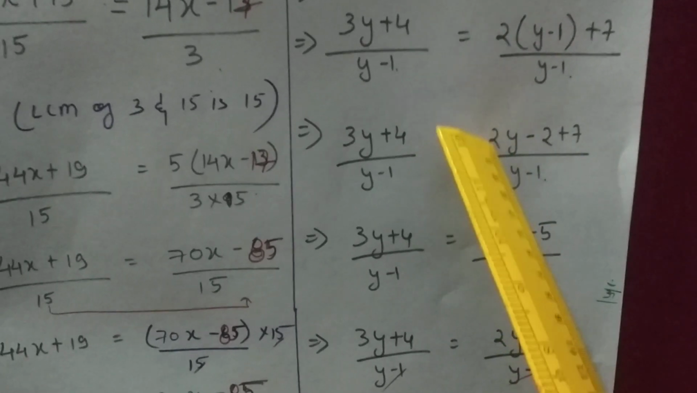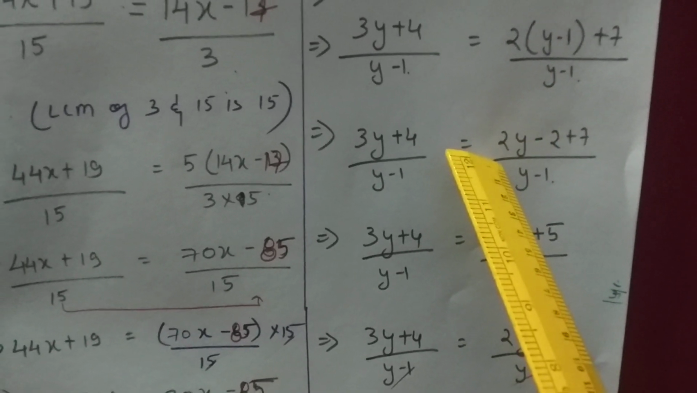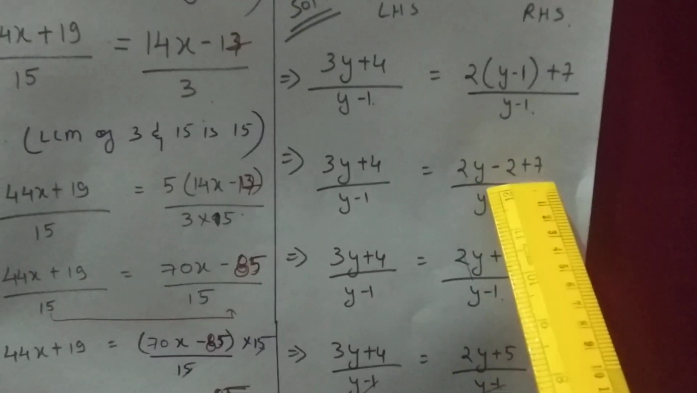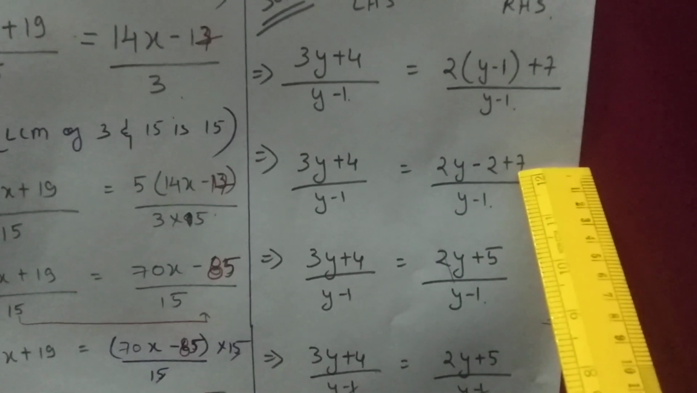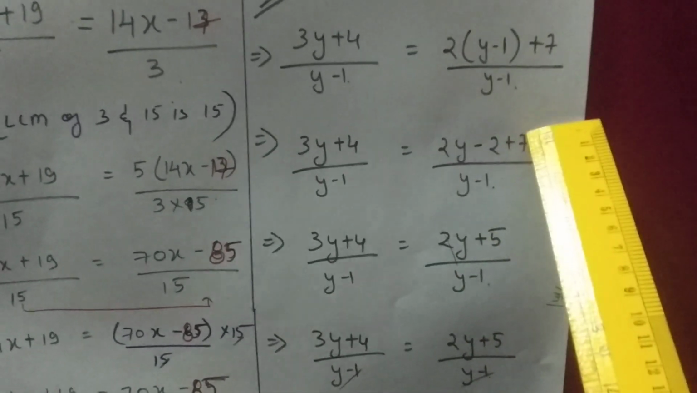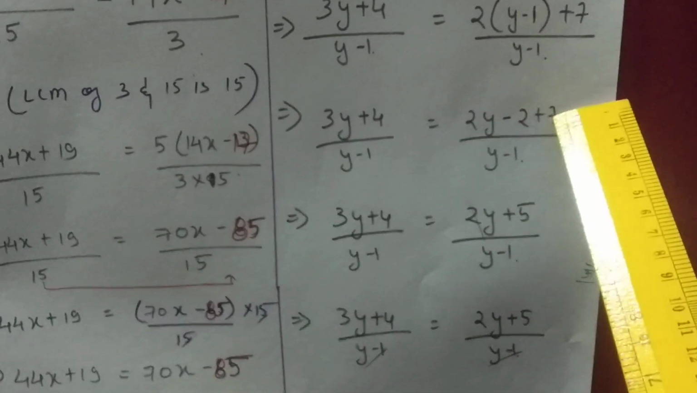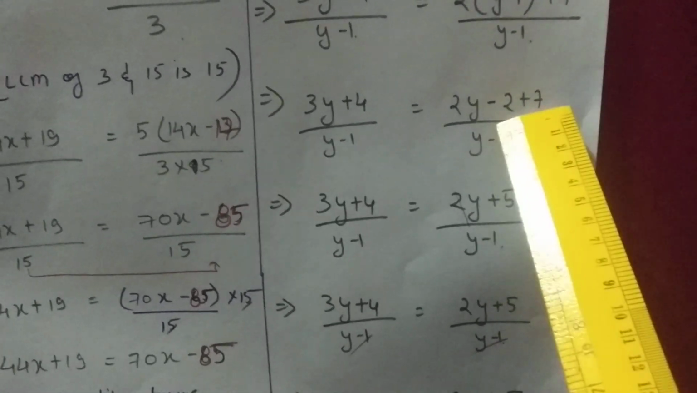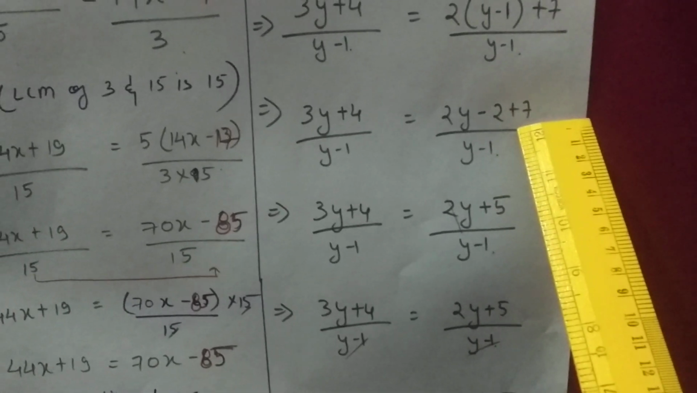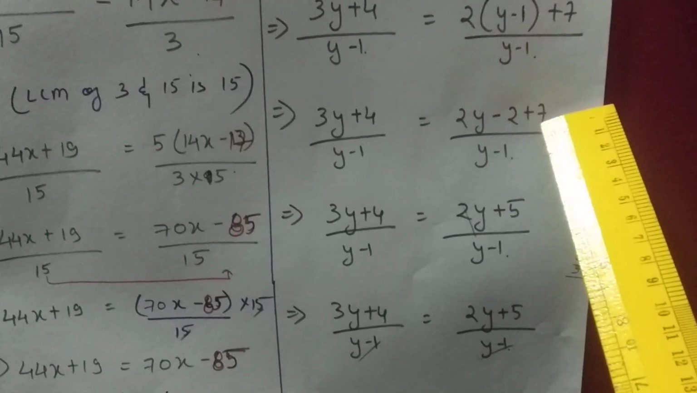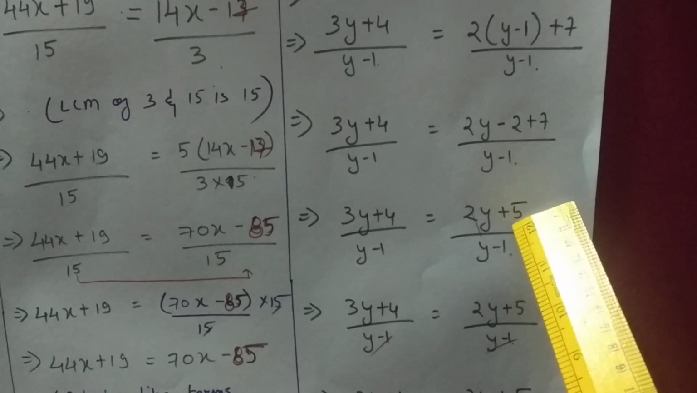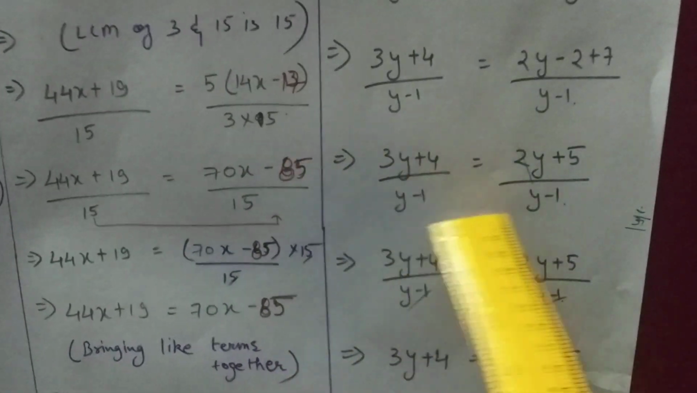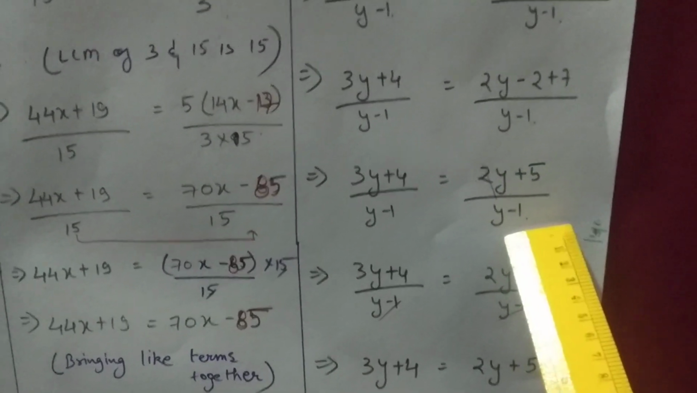2y is one term, and minus 2 and plus 7 are another like term. These two are like terms because these have only constants, there is no variable. So we will solve this minus 2 and plus 7 first. Because these two terms have unlike signs, we will subtract 2 from 7. Subtracting 2 from 7, we get the answer 5. So here we got the answer like this.